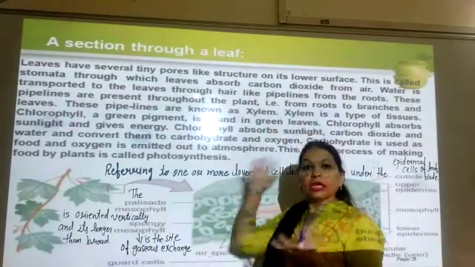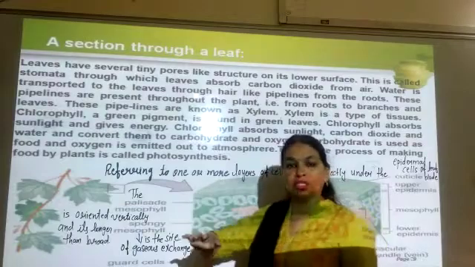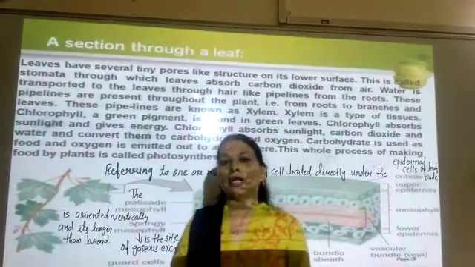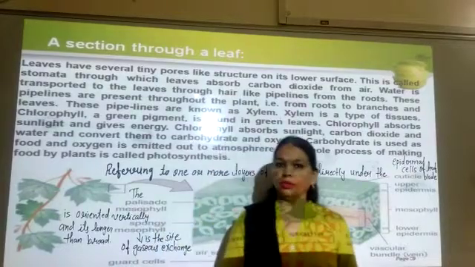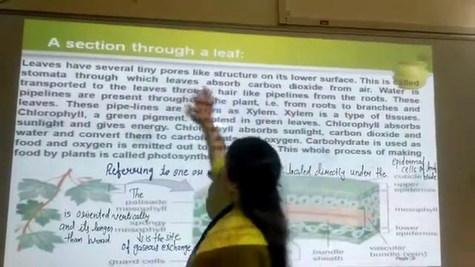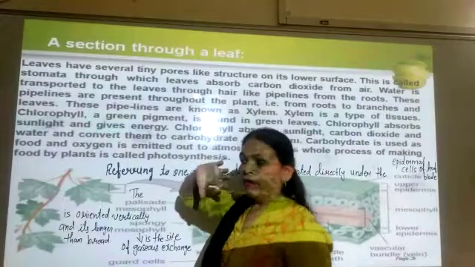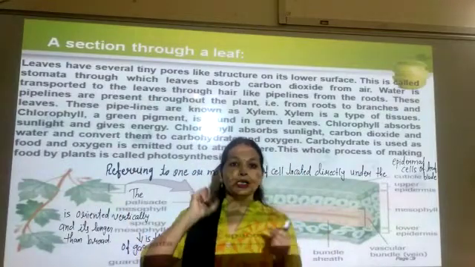How many sections are there in the leaf, and what are the functions of those internal sections located in the leaf when we pull out the upper layer of the leaf? So, a section through a leaf. What is the function of their internal sections?